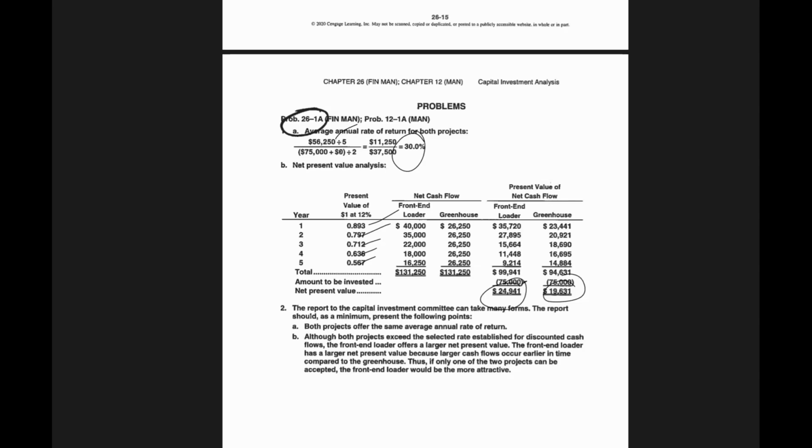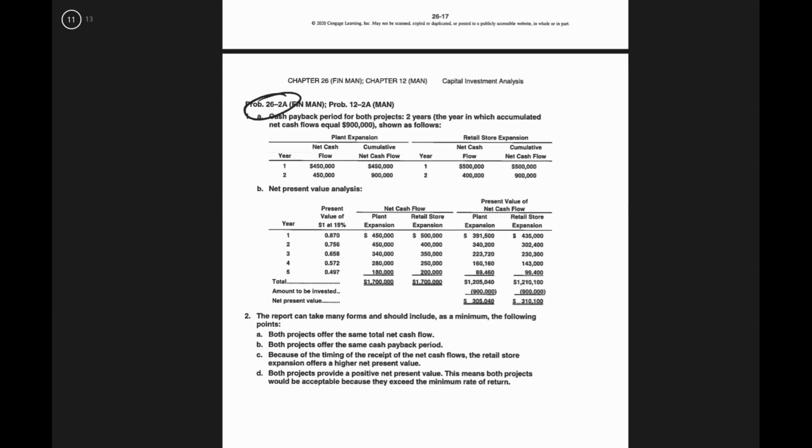Problem 2A, continuing on, it's cash payback, net present value. Again, each project requires an investment of 900 grand. A rate of 15% has been selected. Again, that hurdle rate. So letter A, cash payback. Simply, it's a $900,000 investment. You can eyeball this one. Plant expansion, it would take, what, 2 years. Retail store, also 2 years. Doesn't take a lot to figure that out.